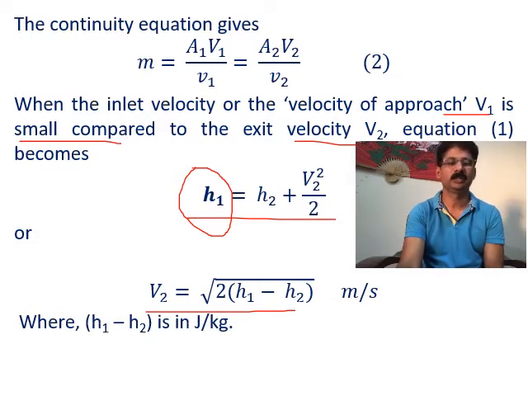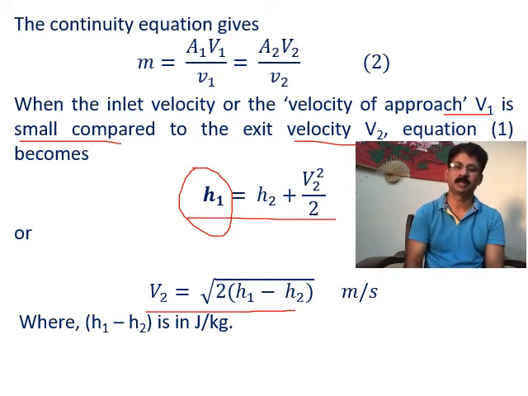Okay, here h1 and h2 are in joules per kg. Suppose they are in kilojoules, then you have to multiply by 1000, then it becomes 2000 into h1 minus h2, if the unit is kilo.